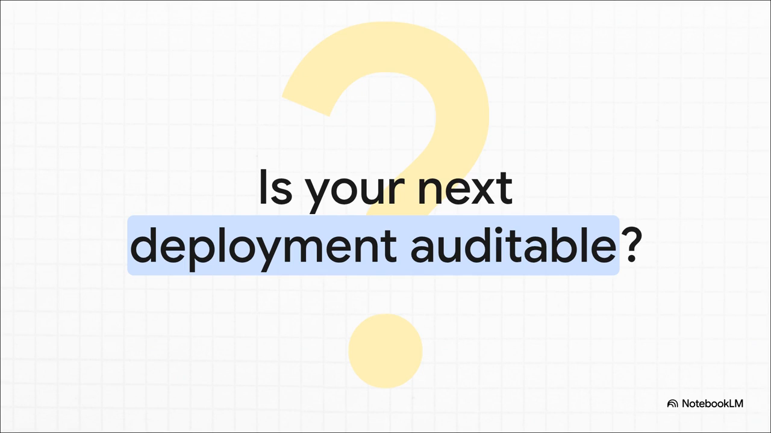And that just leaves us with one final thought. As you're getting your next AI agent ready for deployment, just ask yourself this. If something goes wrong, or if an auditor comes knocking at your door, do you have the evidence to prove what happened, where your agent came from, and that it operated exactly as intended? If the answer is no, it's time to build your audit trail.